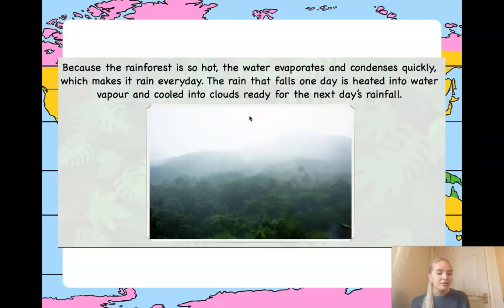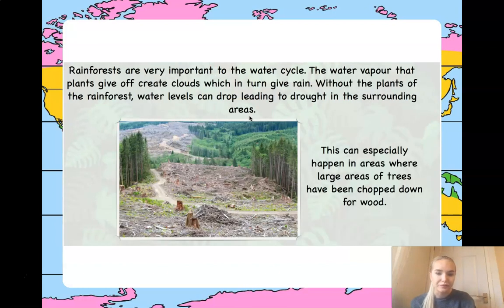Because the rainforest is so hot, the water evaporates and condenses quicker, which makes it rain every day. The rain that falls one day is heated into water vapour and cooled into the clouds quickly, ready for the next day's rainfall. Because tropical rainforests are near the equator, a really hot area of the world, this whole cycle happens at a much quicker rate, which is why the rainforest rains so much. It's all down to the process of the water cycle.